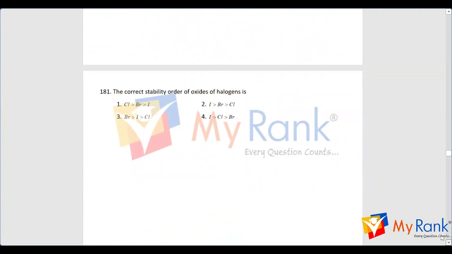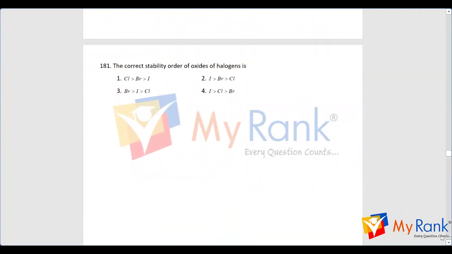Question number 81. Now here, the correct stability order of oxides of halogens. This is a very important one. The order will be exceptional here. In this one, oxides of iodine are most stable due to high polarization.